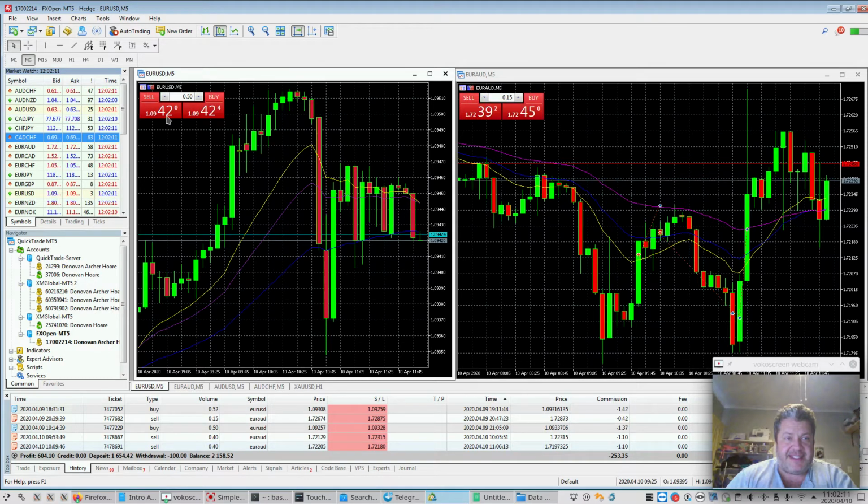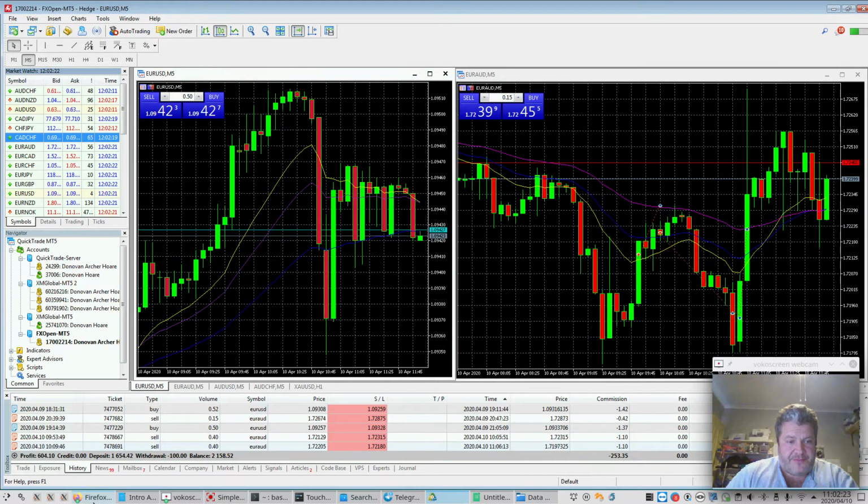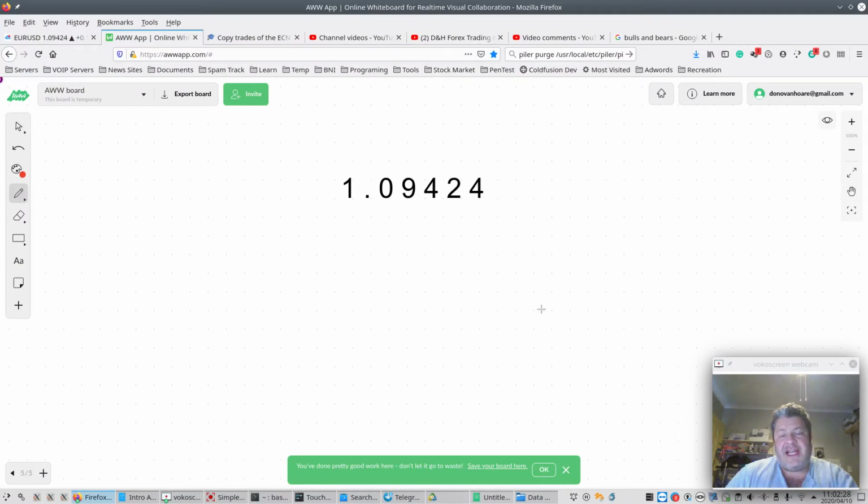So Euro USD is currently 1.09421. To explain this number in more detail, we are going to explain this and the pip values, etc. So what is a pip? A pip is the smallest amount that price can change in the stock market, and that is this number here.